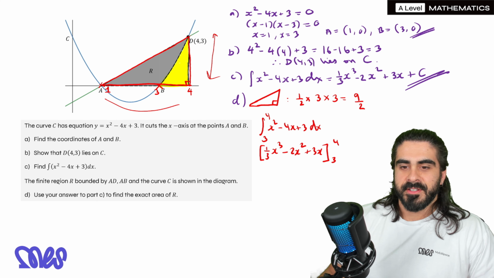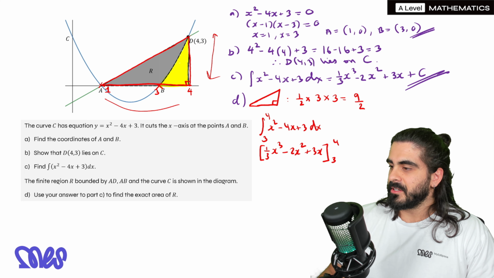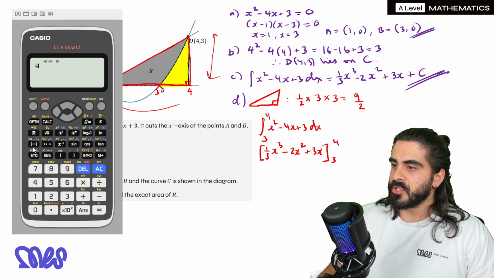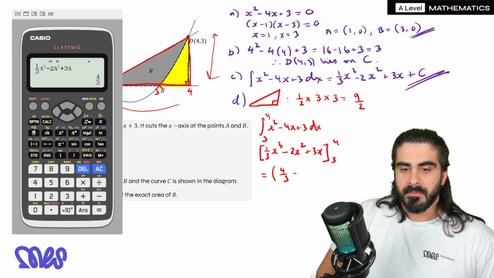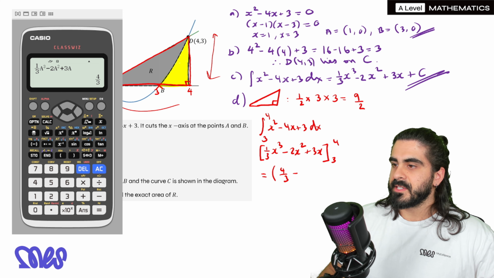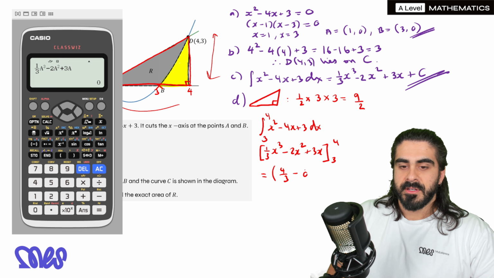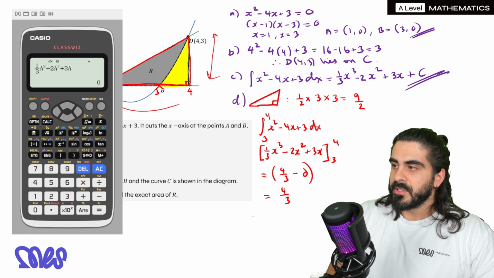Okay, let me show you guys how to sub in 4 and 3 in your calculator really quickly. So what you need to do, we're going to sub in 4 first. We're going to store as a. Then we're going to do 1/3 a to the power of 3 minus 2a squared plus 3a. So 4/3 minus. Now really quickly, all you need to do is press this calc button, change a to 3, and actually we just get 0 when we sub in 3. So the answer is just 4/3.